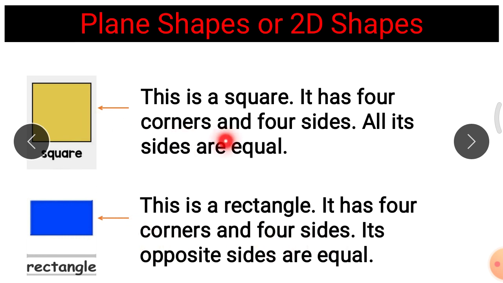Here in a square what was there? All its sides are equal. But in a rectangle its opposite sides are equal, right? That means this one and this one are equal. This one and this one are equal. These both are the same and these both have to be the same. Then only it will be a rectangle. So understood what is the difference between a square and a rectangle?